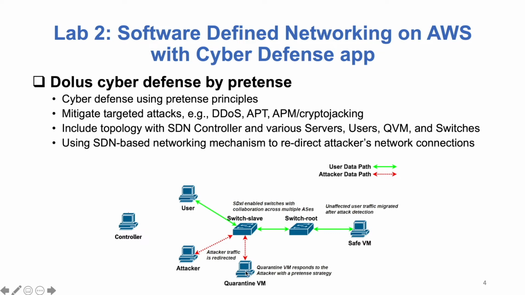Doulos also sends a fake response packet to the attacker, pretending that this packet is sent from the server, so the attackers are tricked into thinking that they're still attacking the server, but in actuality, they have been defeated by the Doulos system.